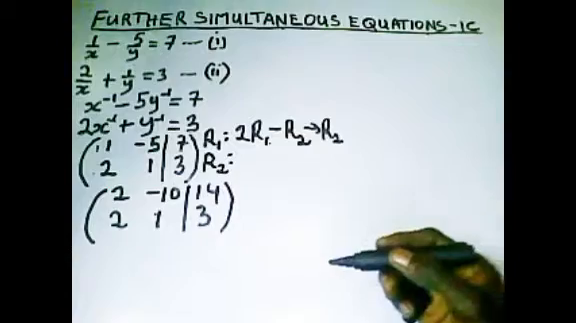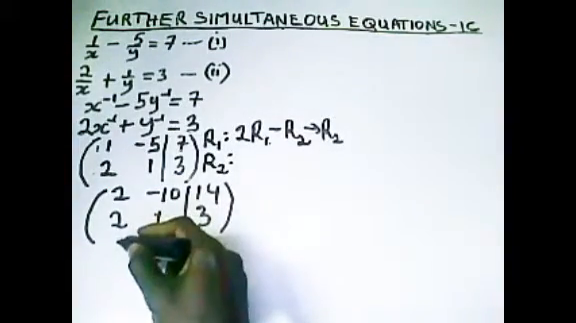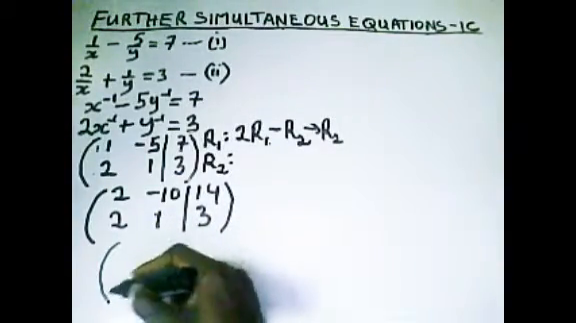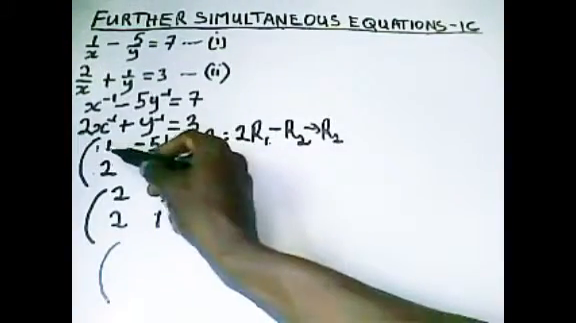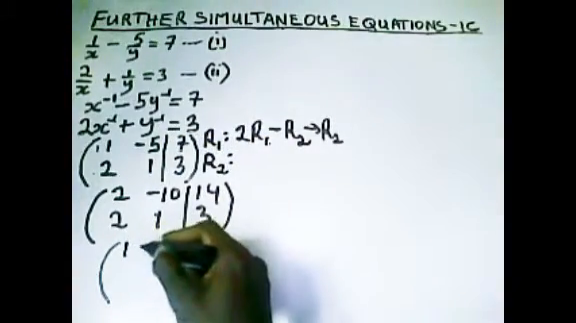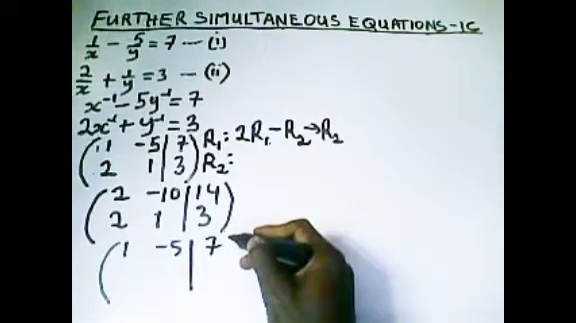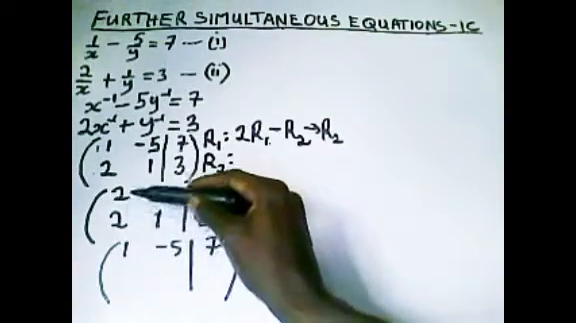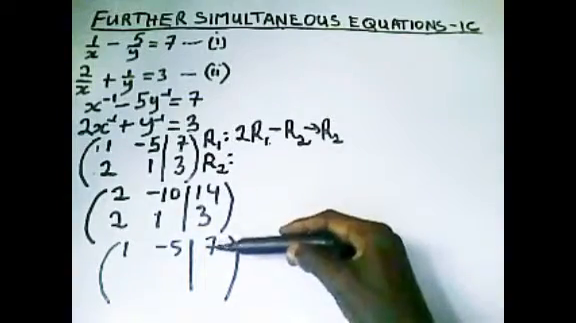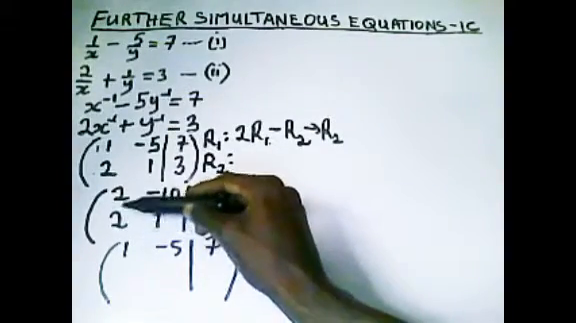Now the results, we are going to translate the results down here. Don't forget, everything in the first row will be written out as 1, minus 5, and then we'll write out our 7. Then we simplify this to get the second row for this particular matrix. So 2 minus 2, where do we get the minus from?